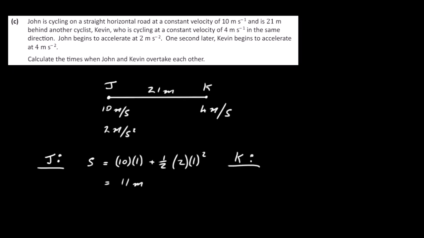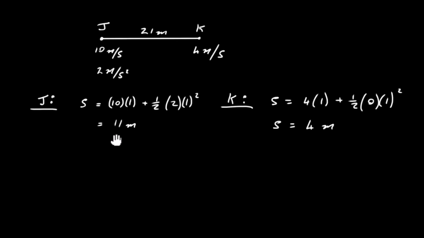If you look at Kevin then, he goes a distance of, his initial speed is u, which is 4, t, which is 1, plus a half. Acceleration, he's not accelerating, so that's just all going to be 0. So he is going to travel a distance of 4 meters. So if we have a look at that, just in that 1 second, John travels 11 meters, Kevin travels 4 meters, that means that John has gained 7 meters on Kevin.